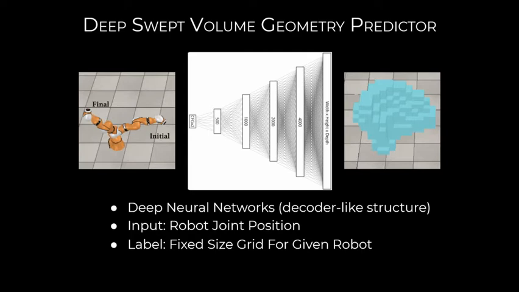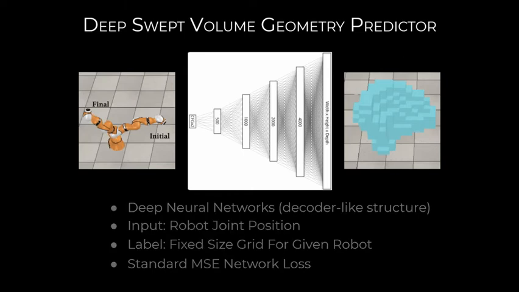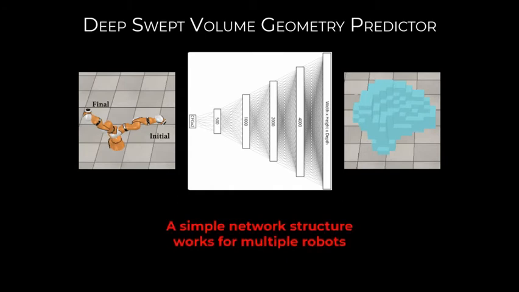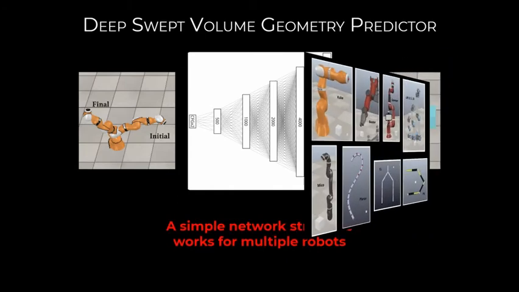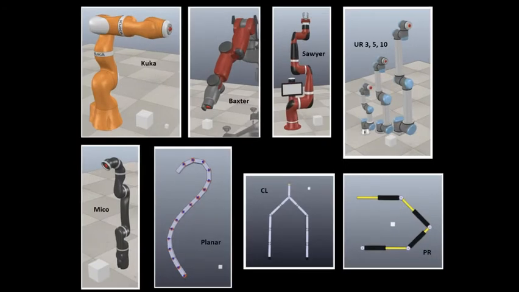We generated the ground truth using an iterative generator in a simulator. We use standard mean square loss to train the network and found that the network works for a multitude of robots with this simple structure. The robots we use are a set of robots which include some real and some models we made for experimental purposes. The KUKA, Baxter, Sawyer, UR, and Micro robots are all real robots used in industrial or educational settings.